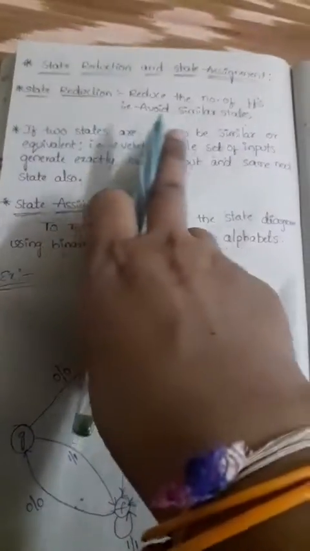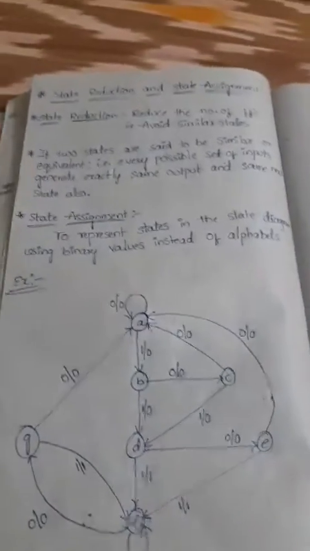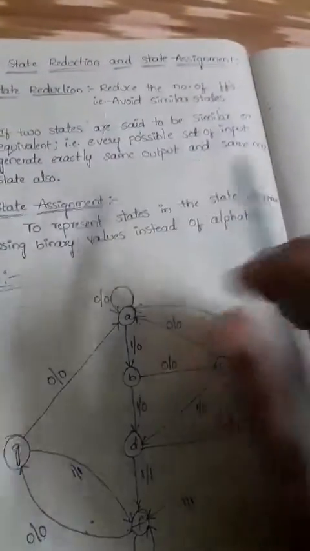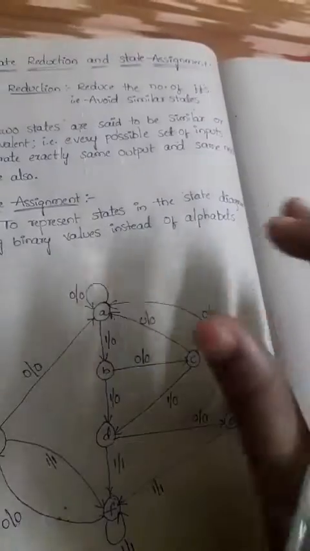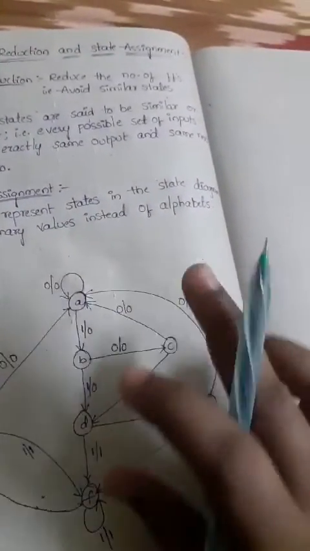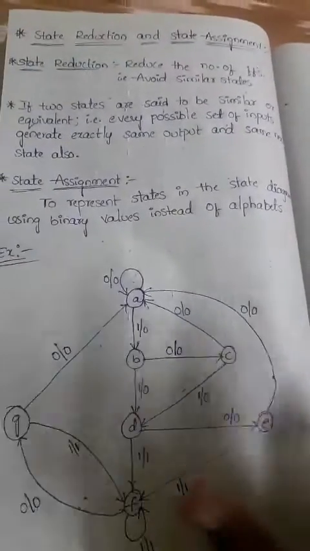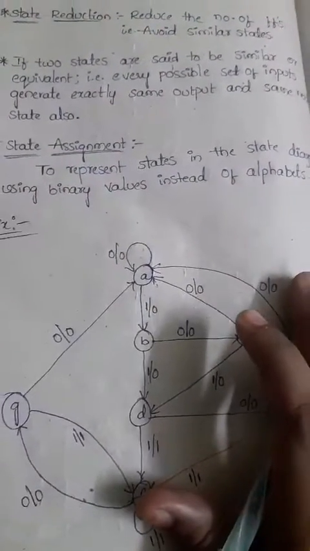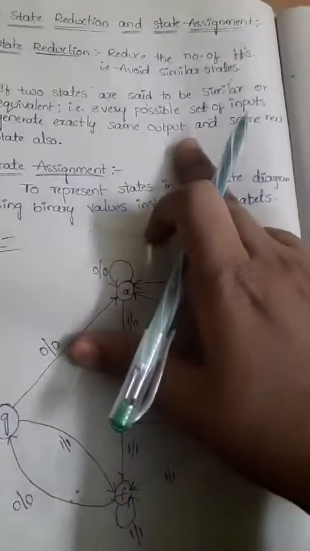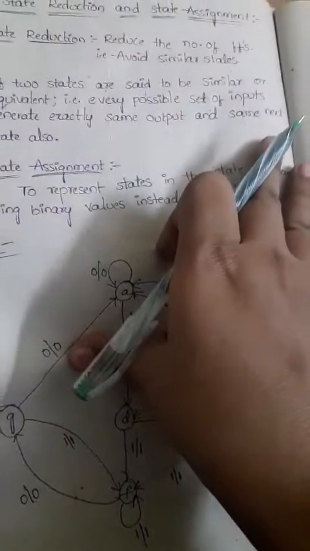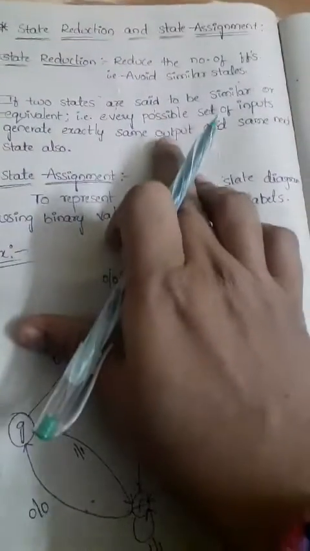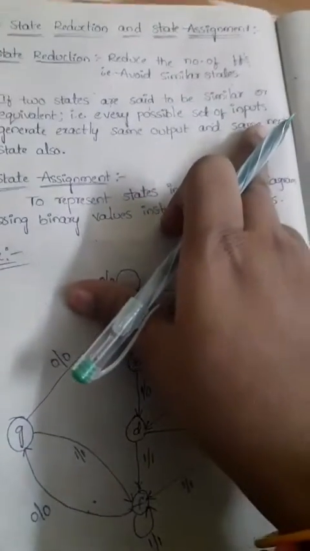So if two states are said to be similar or equivalent, we can reduce any one state in that. But before reducing, we compulsorily have to check whether the next state and also the output will be equal or not. That is the state reduction method we have. One state will be eliminated and one state will be retained here.